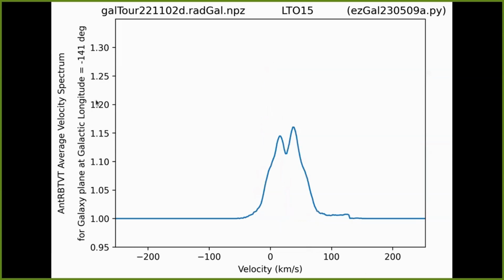At a different galactic longitude, this time -141, 2 clouds are involved, and they're moving at different speeds along the line of sight of our telescope. Here we see 3 clouds moving at different speeds. And here we see even 4 clouds moving at different speeds relative to the local standard of rest.